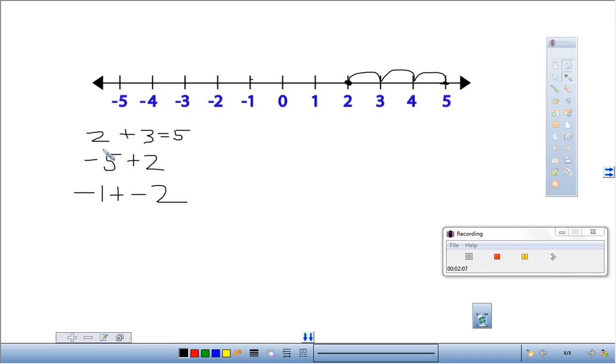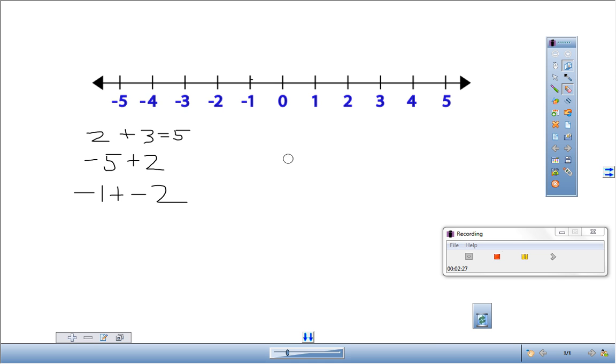I'll say that again. Start at 2, plus means go towards. Where are we going towards? The positive direction, because this is a positive 3, and 3 tells me how many spaces to go. End on 5. Alright, let's erase this and try another one.